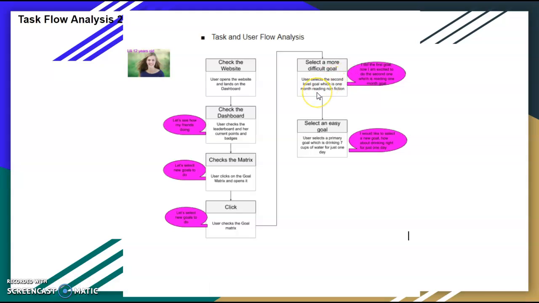This is the task flow analysis for the persona Lily. Lily is a 12-year-old girl who is Lisa's daughter, and she tries to use the website. So she clicks the link and comes to the website, and then she goes to the dashboard. This is where she can check her prizes, badges, points, and achievements. And then she also can check her friends' achievements and goals and prizes based on the privacy that their parents set. And then there is a matrix where she can select the goals to achieve. So she goes there and selects 2 goals to achieve.